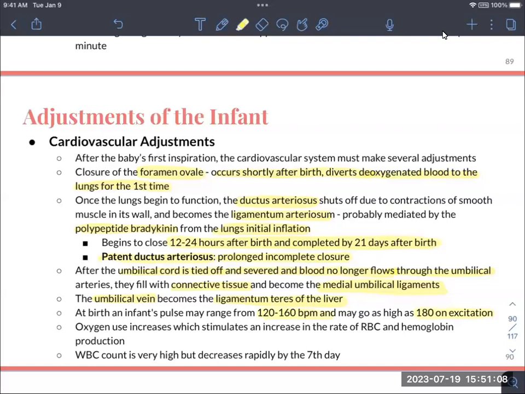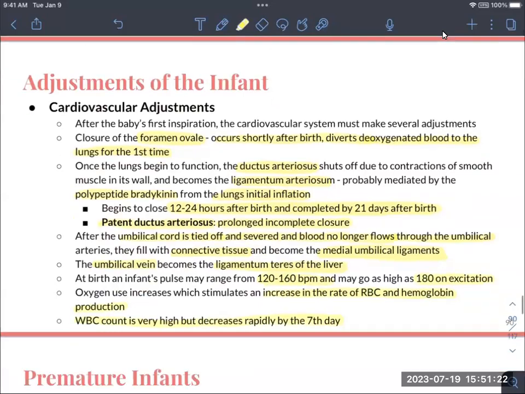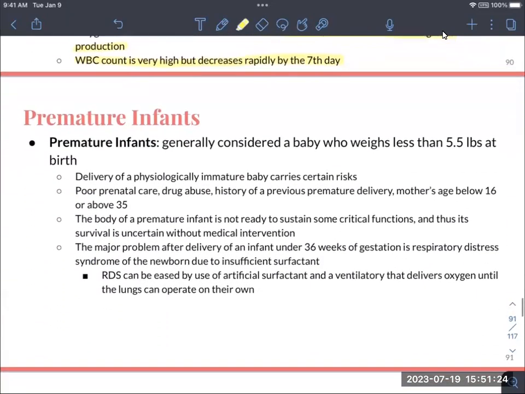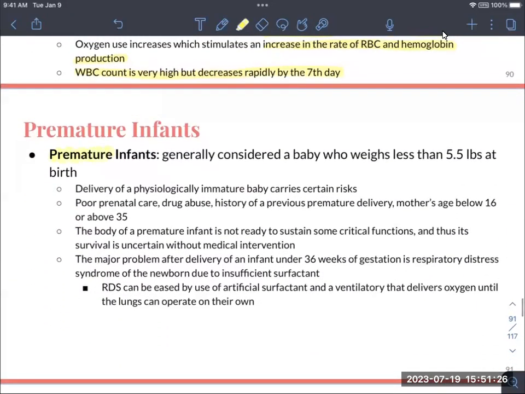Oxygen use starts to increase, and they increase the rate of red blood cell and hemoglobin production. White blood cell count is usually very high at the very beginning, but then it slowly starts to decrease. Premature babies, or premature infants, generally weigh less than 5.5 pounds at birth.